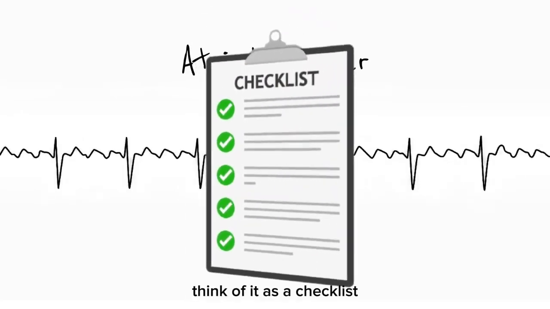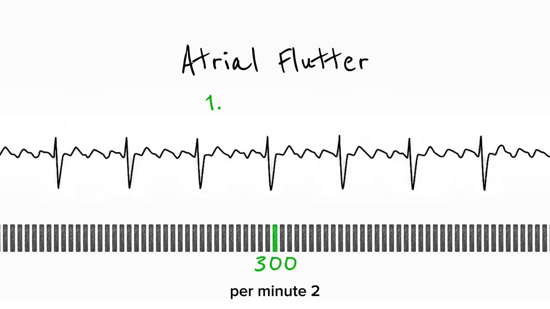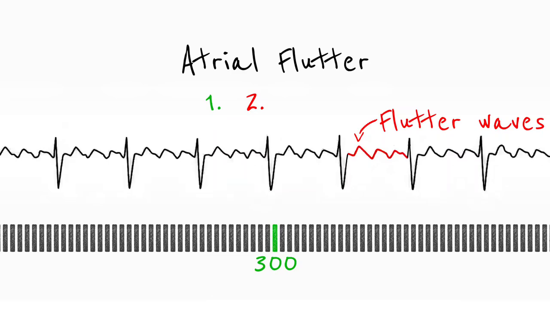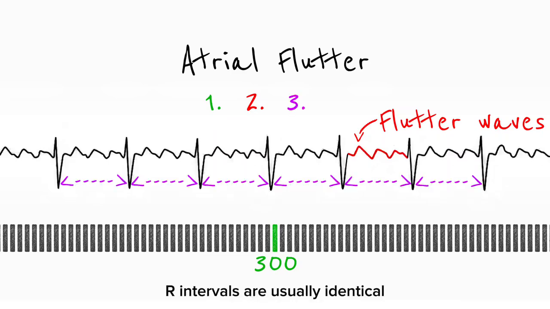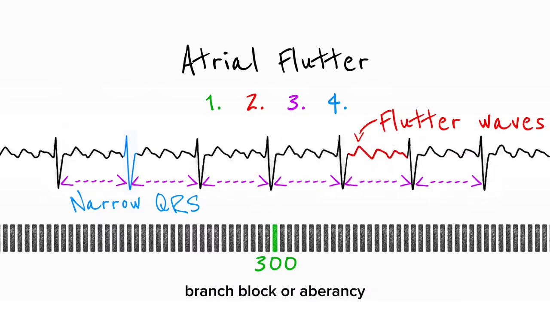Think of it as a checklist. 1. The atrial rate is typically around 300 beats per minute. 2. You will not see P waves. Instead, you'll see flutter waves, creating a sawtooth pattern. 3. The RR intervals are usually identical due to fixed AV block. 4. QRS complexes are narrow, unless there's a bundle branch block or aberrancy. If you find all these features on an ECG, you're almost certainly looking at atrial flutter.